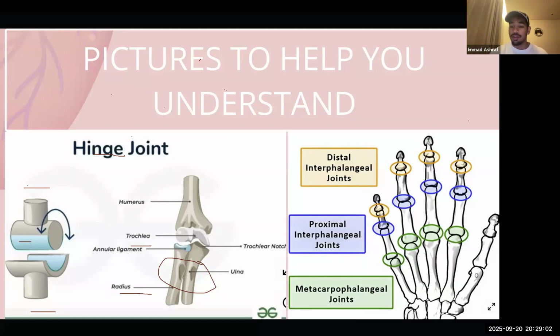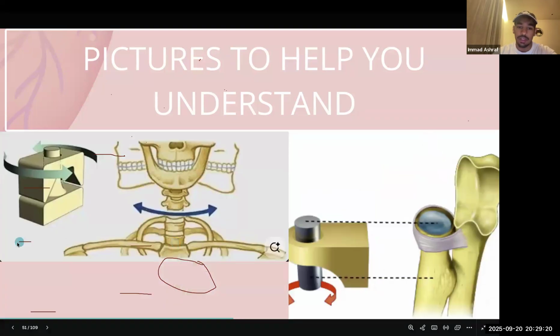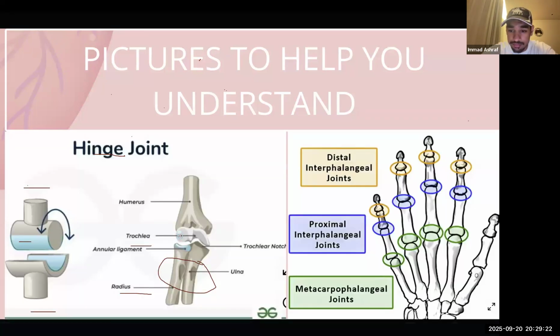Okay, so the interphalangeal joints. What kind of joints are the interphalangeal joints? Hinge, perfect. Yeah, because they can do flexion and extension, right? Uniaxial. The metacarpophalangeal joints. What kind of joints are the metacarpophalangeal joints? Condyloid. Okay. Yes, that was mentioned earlier.